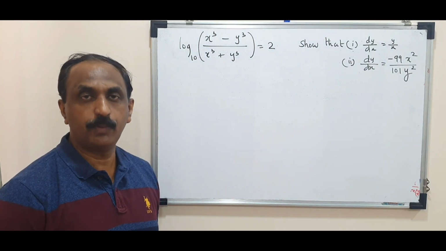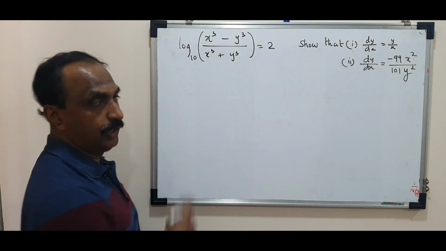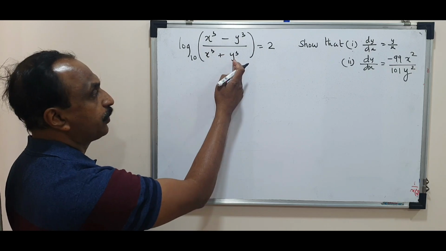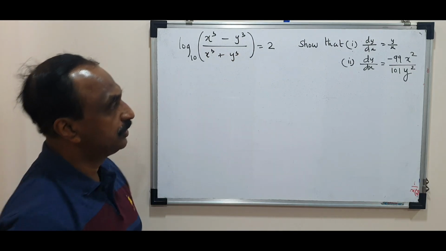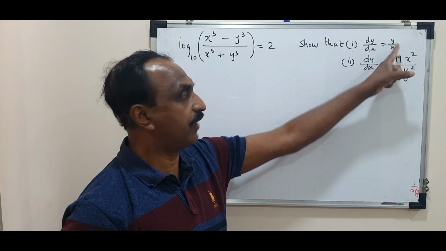Another similar problem for one more practice. We have here log of x cube minus y cube upon x cube plus y cube to the base 10 is 2. One, you have to show that dy by dx is y by x.